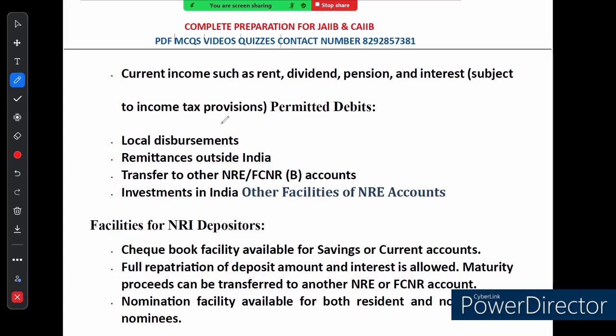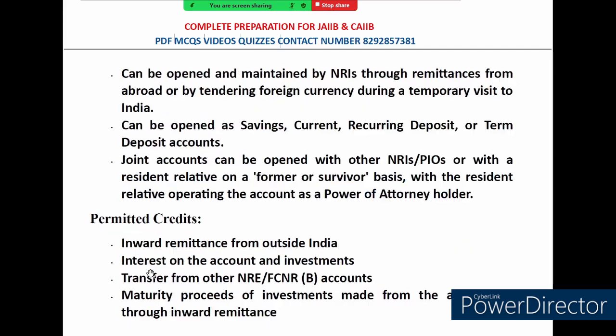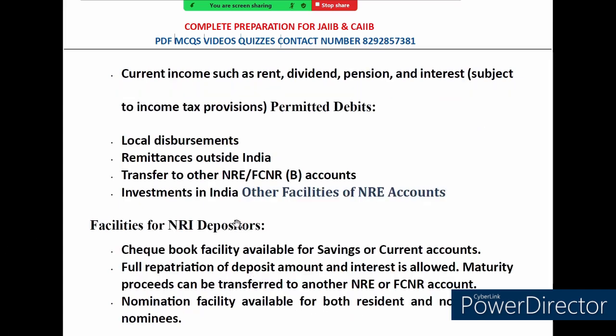Okay, so these are the permitted credits. Again, let me just wind up whatever we have discussed regarding credits. Inward remittance from outside India, interest on the account and investment, transfer from another NRI or FCNRB account, maturity proceeds of investment made from the account, and the last is current income like rent, dividend, pension and interest.